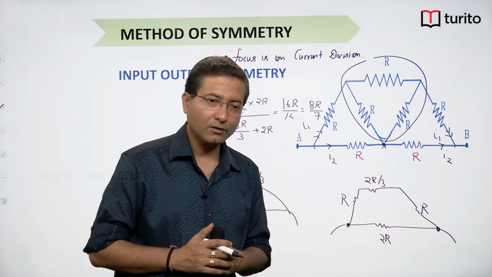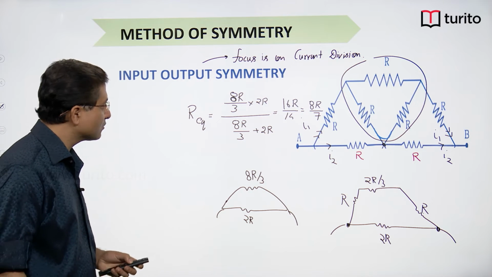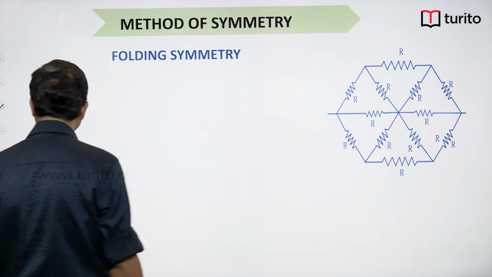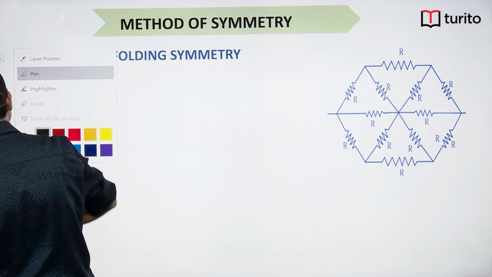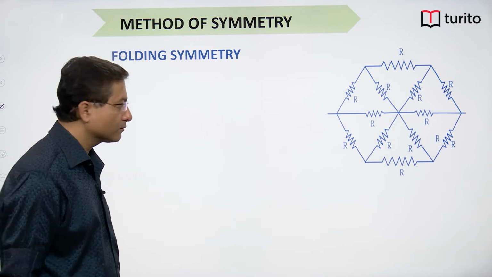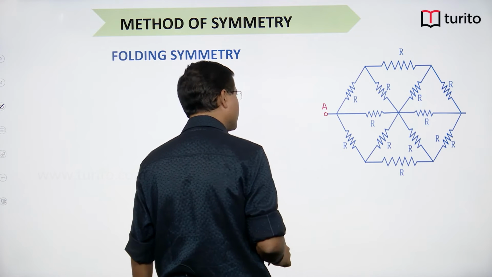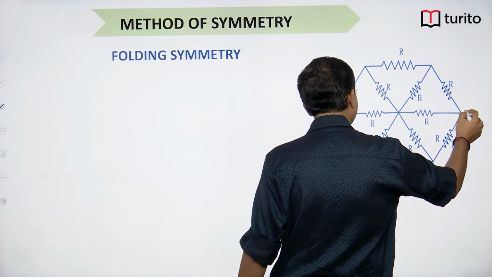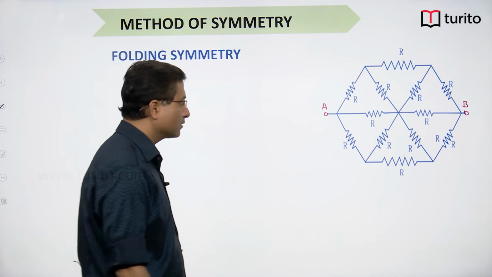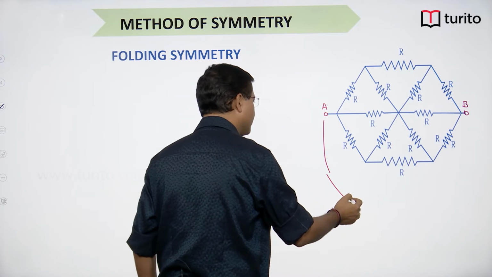Sometimes, instead of input output symmetry, there might be another kind of symmetry. Let us see the next one, that is called folding symmetry, okay. What is the meaning of folding symmetry? So if this is input terminal A, output terminal B, we are going to connect a battery across AB. So the battery will be connected this way.